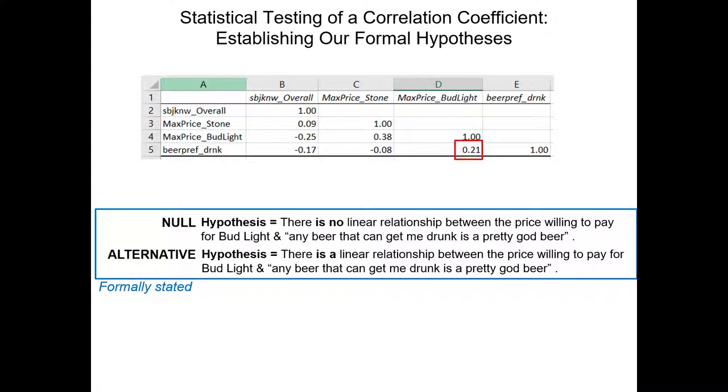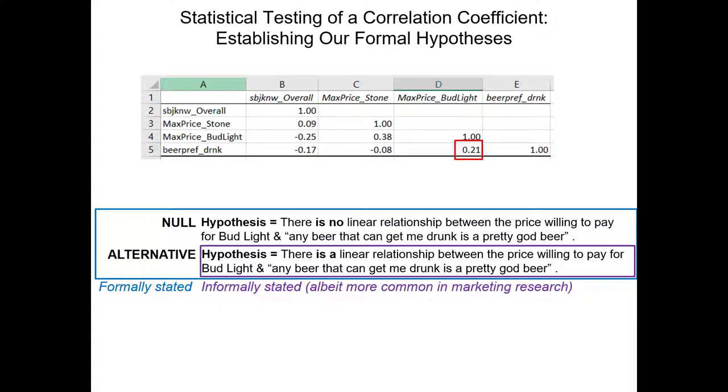The alternative hypothesis is that there is a linear relationship between the price willing to pay for Bud Light and any beer that can get me drunk is a pretty good beer. And as typical, informally stated, which is common in marketing research, the alternative hypothesis is that there is some sort of linear relationship between these two. Stating this more succinctly, the null hypothesis is that the little r, the correlation, is equal to zero, meaning no linear relationship, and the alternative is that r is not zero.